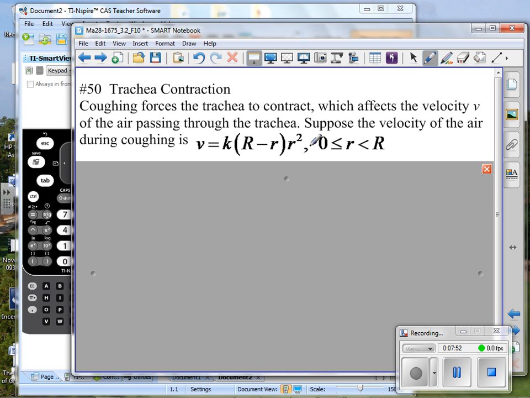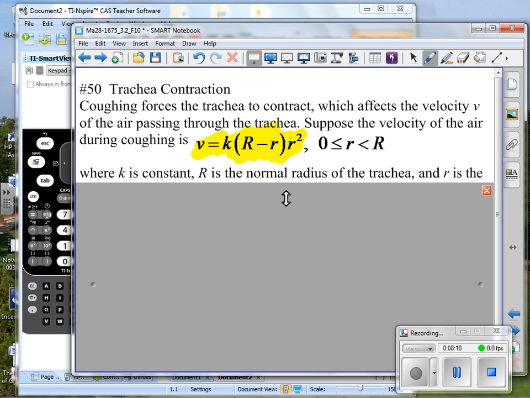Now, who came up with that? I don't know. Someone who made some observations and decided that this would model the velocity going through our trachea when we're coughing. Now, small r, we got to figure out what that is, and capital R. K is a constant. I don't know what the constant is. I don't know what it's dependent on. Probably on maybe age or how tall we are or whatever. R is the normal radius of the trachea. Okay, K is a constant.